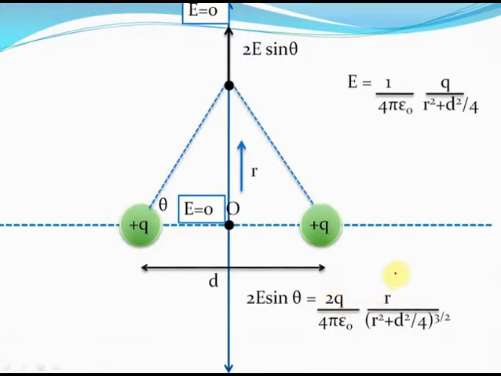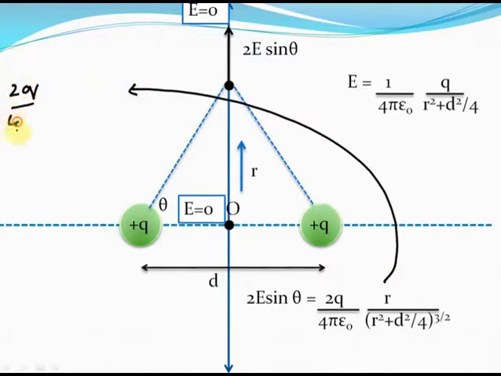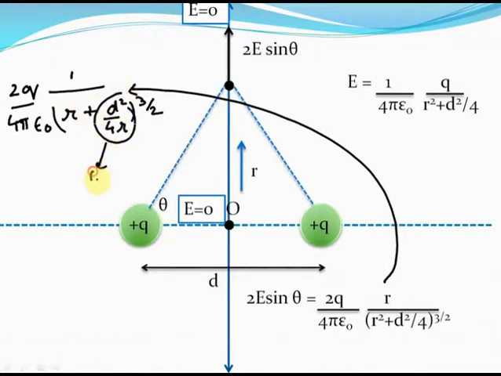That's because this expression can be written like this: 2q by 4 pi epsilon naught into 1 by r plus d square by 4r whole raised to 3 by 2. I have simply divided the numerator and denominator in this expression by r. Now in this expression, if you replace r by a value tending to infinity, clearly d square by 4r becomes 0, isn't it?